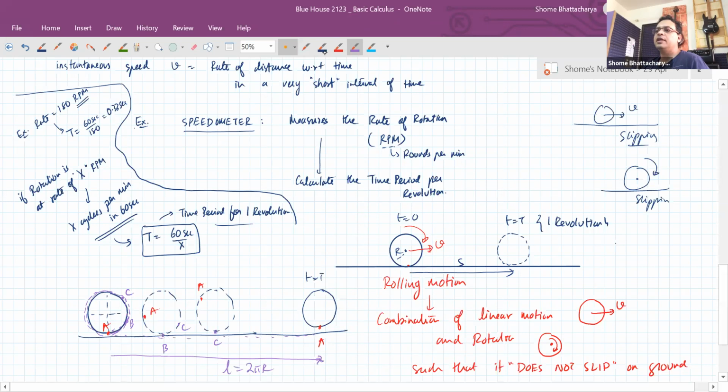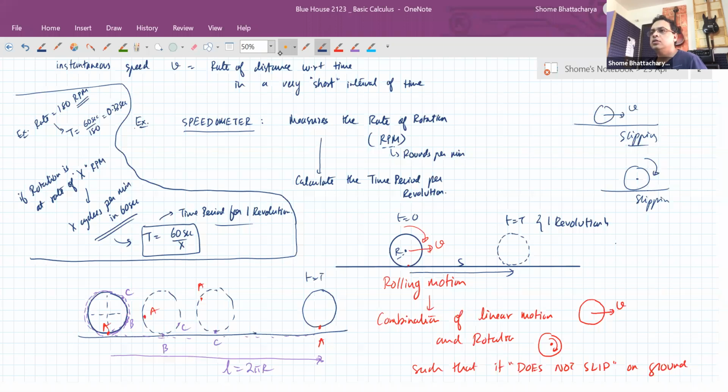So that's a simple way of trying to visualize how we can show experimentally that a rolling object, whether it's a sphere or a cylinder, or a disc or anything like that, if it is rolling on the ground, then in one cycle, the linear motion results in a distance traveled equal to 1 revolution. So S will be equal to 2 pi r in 1 revolution of the rolling motion.